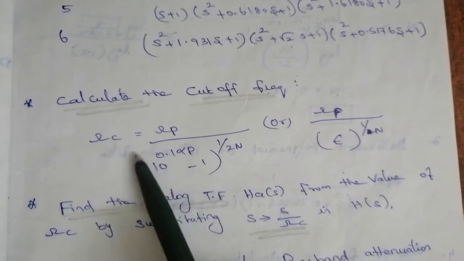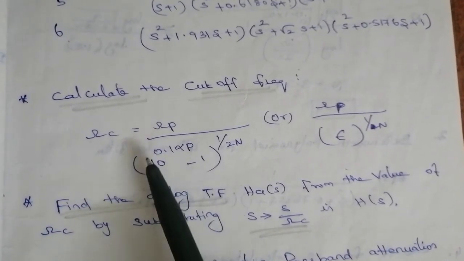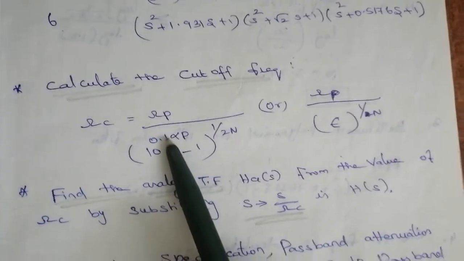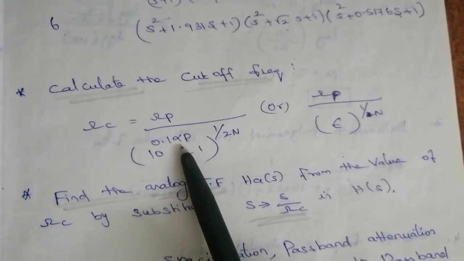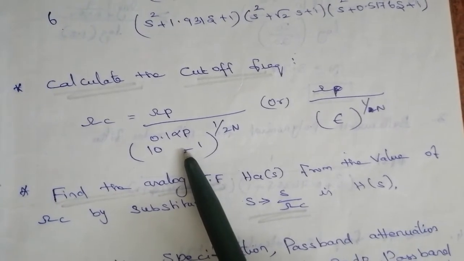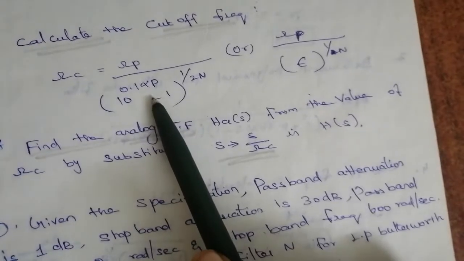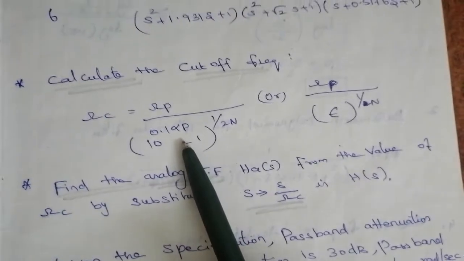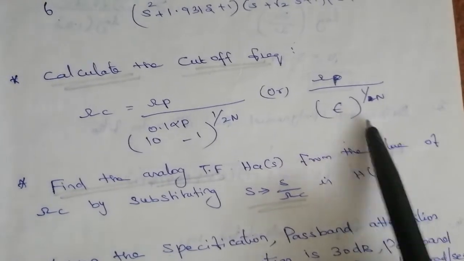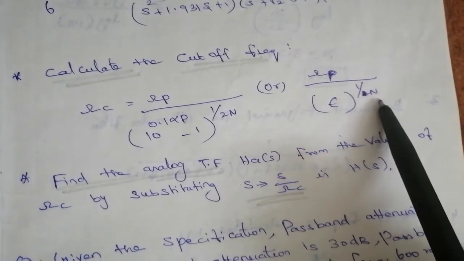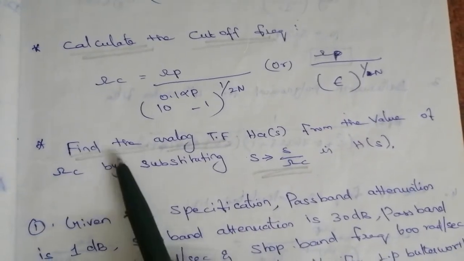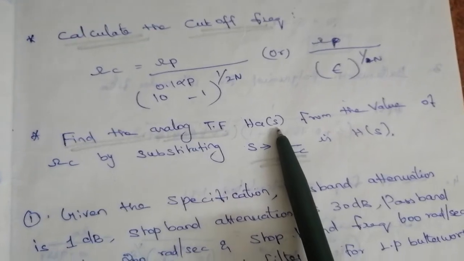This formula is used when the specification is given in terms of alpha p and alpha s. That is, if the N formula is the first formula, we have to choose this sigma c. Whereas if the N formula is the second formula, that is N greater than or equal to log of lambda by epsilon divided by log of sigma s by sigma p, then we have to choose sigma c equal to sigma p divided by epsilon to the power 1 by N only, right?